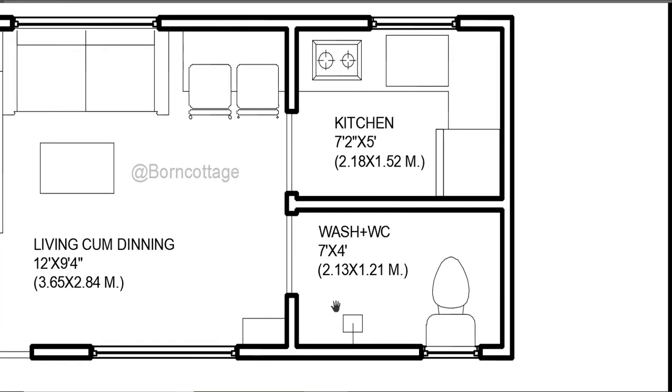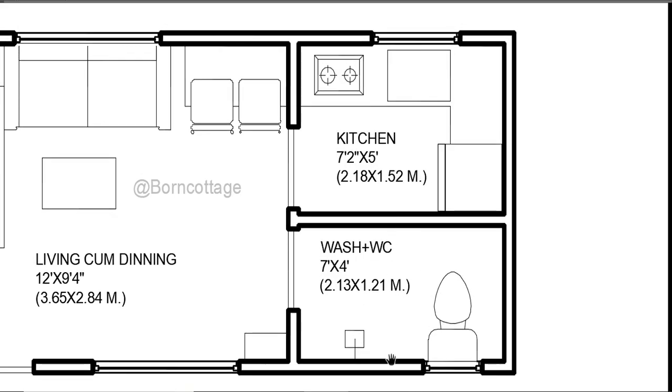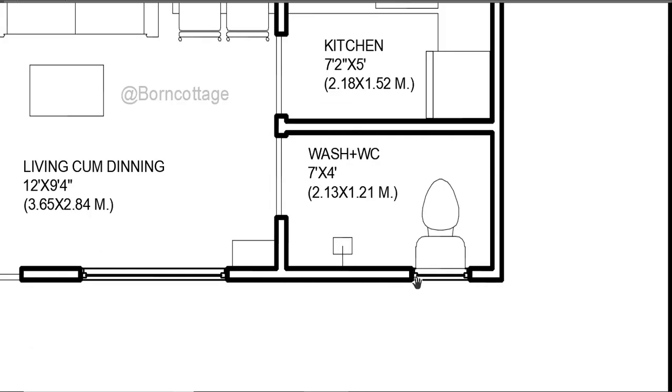So we have common use washroom plus water closet here. The size of the washroom is 7 feet into 4 feet, in meter 2.13 into 1.21 meter. You can see here the water closet and the shower area, and we have ventilator for ventilation of this washroom. After that we'll go inside.